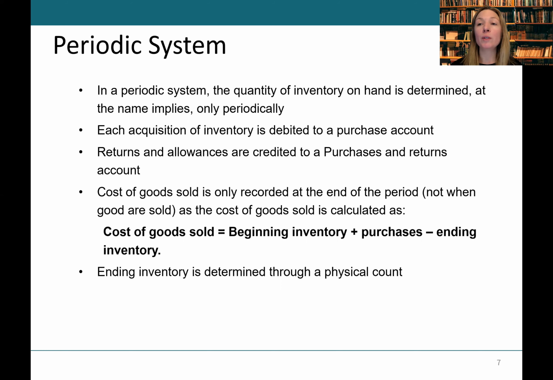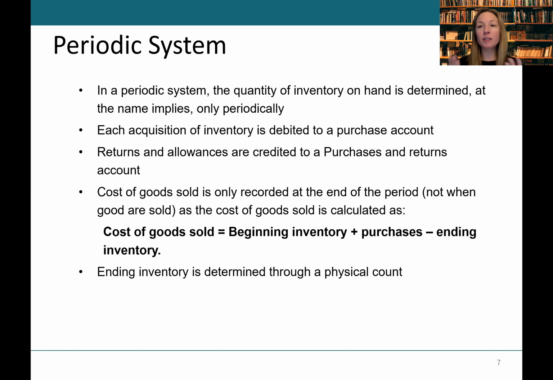And cost of goods sold is only recorded at the end of the period. So it's not recorded when the goods are sold. The cost of goods sold is calculated as the beginning inventory plus purchases less your ending inventory, which gives you your cost of goods sold. And you determine the ending inventory through a periodic count.